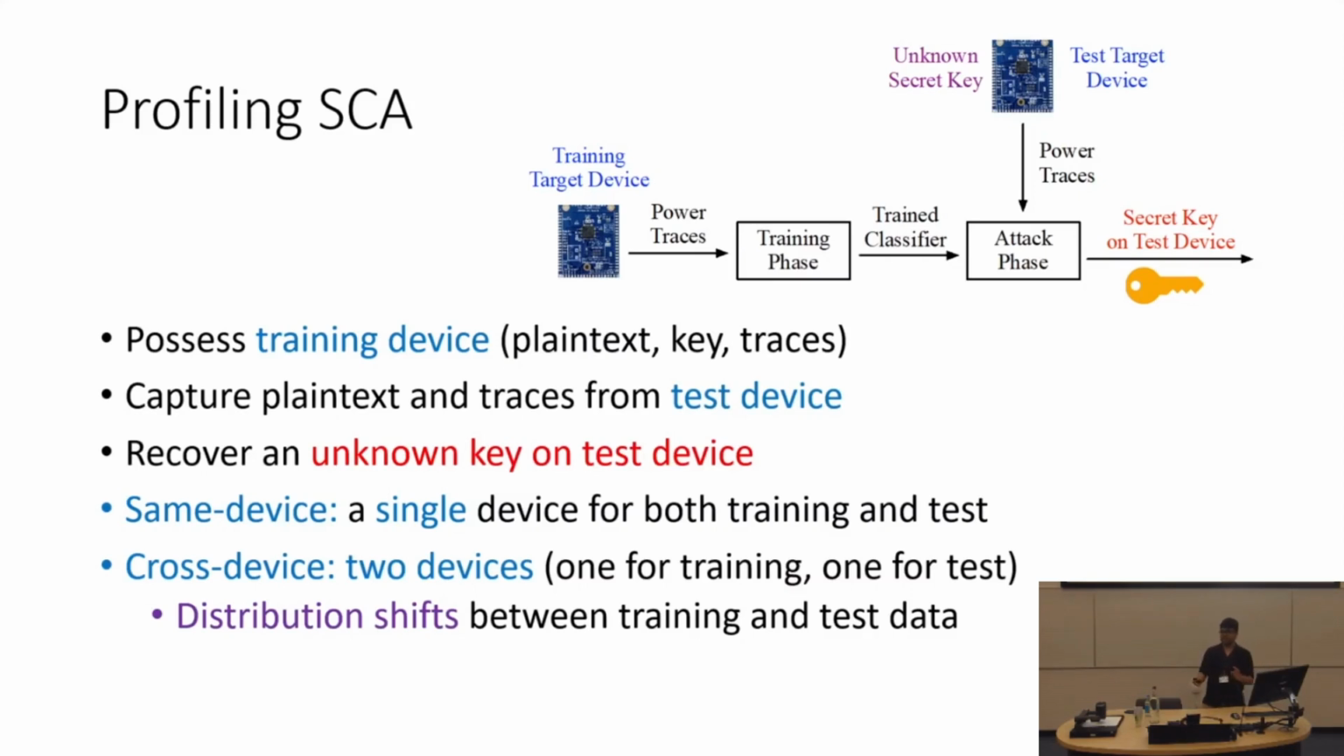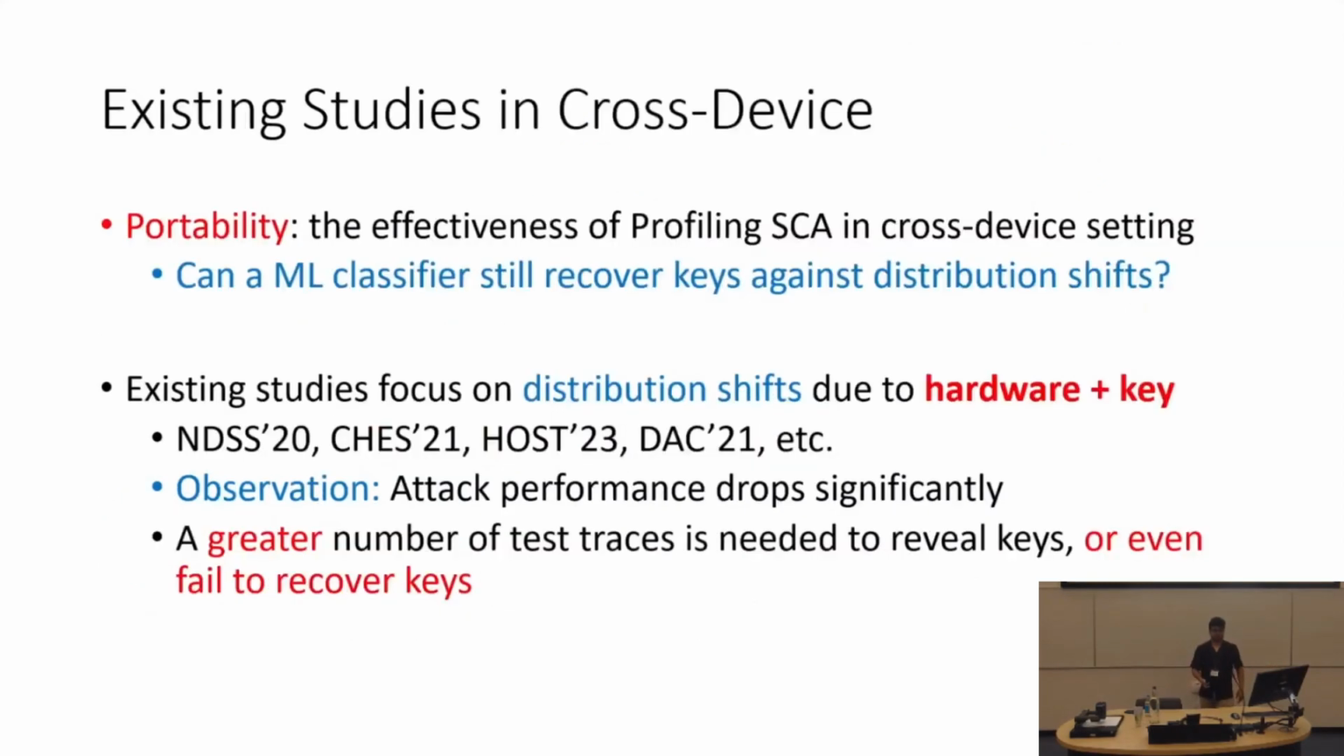So there are two scenarios that we explore in this paper. That is the same device, where we conduct our experiments on the same microcontroller, and a cross-device scenario where we train the model using traces and the key from one device and attack a completely different microcontroller with a different key. So the general idea is distribution shifts occur between the binaries compiled on device A and device B.